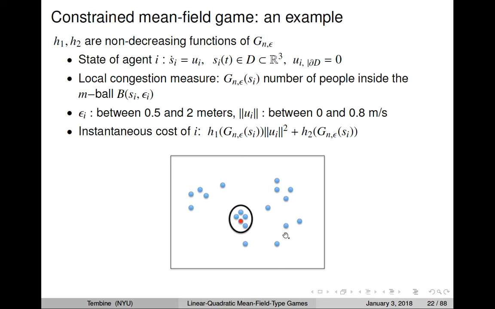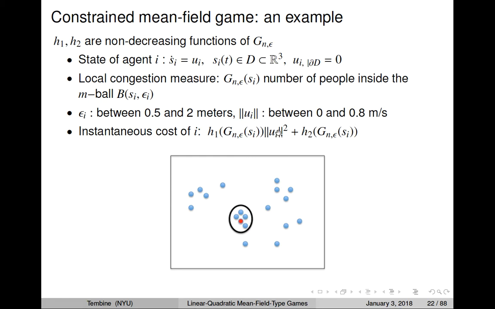That brings me to the application setup where I have an evacuation problem. Xi dot is u, and we are in a domain, and here is the domain. It's a building with some obstacles inside and so on. The congestion measure is to look at how many people are surrounded by you, and this will be the congestion. If the number of people near you is high in all directions, then you slow down. Slow down means it's more costly for you to move, and then there is a cost created by being there and so on. The range here is from 0.5 to 2 meters and so on.